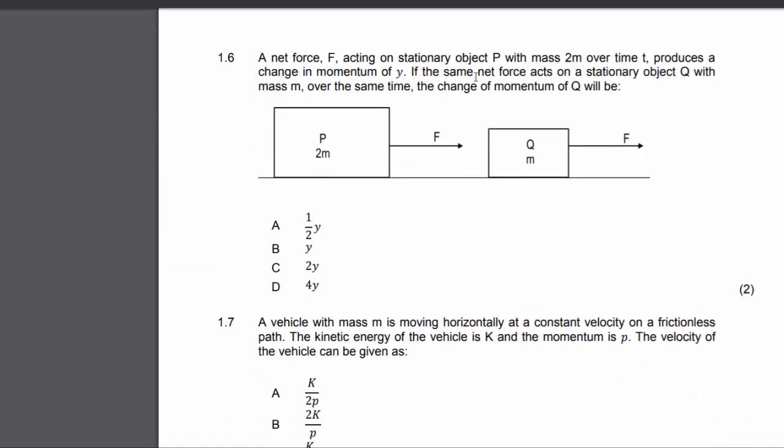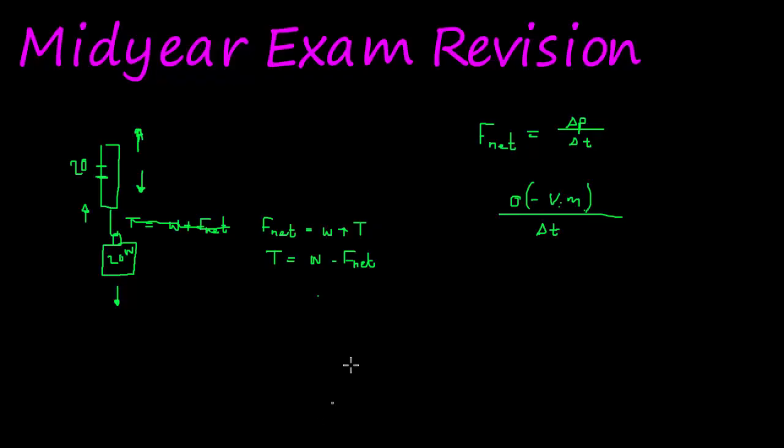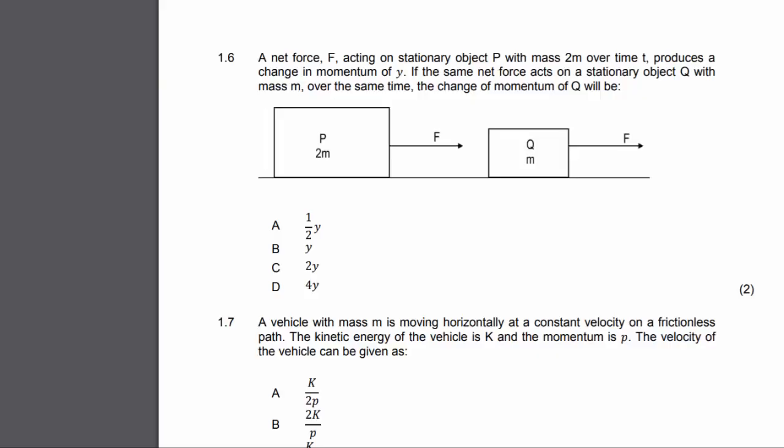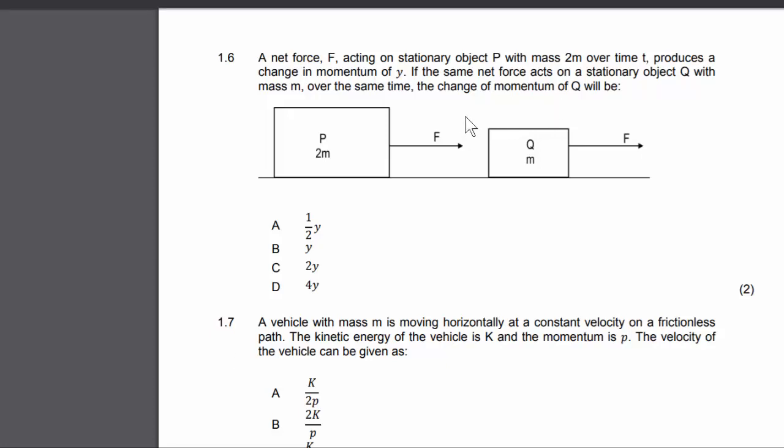A net force F acting on a stationary object P with mass 2m over time t produces a change in momentum of y. If the same net force acts on a stationary object Q with mass m over the same time, the change in momentum of Q will be, okay, so we have the same net force causing a change of momentum of y. So in other words, a net force F acting on mass 2m produces a change in momentum of y. Okay, let me just think of how to explain this. The same net force acts on a stationary object. Okay, yeah, so let's just reason it out.